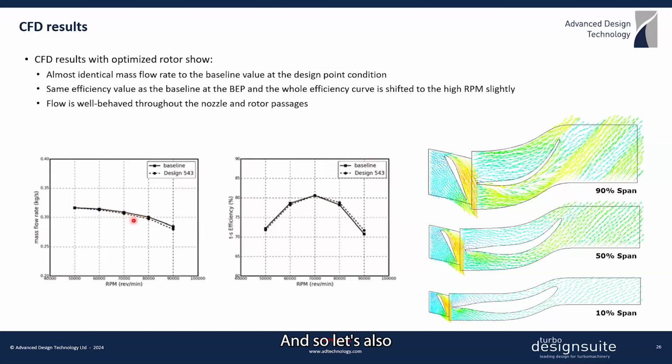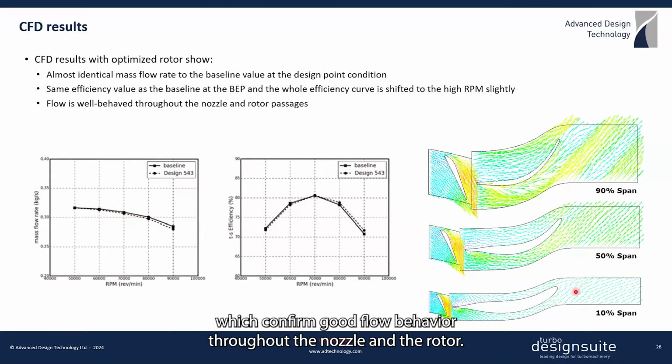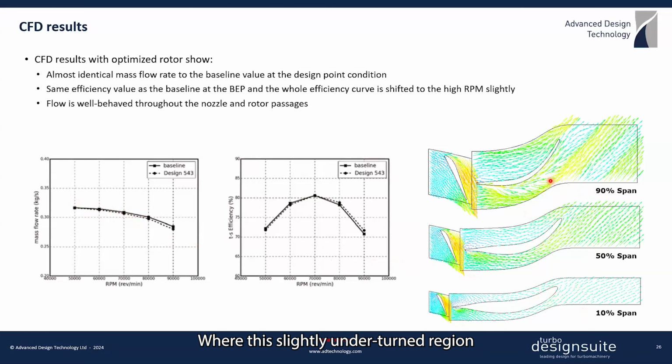And so let's also have a look at some other results from the design point CFD. And here we have these velocity vector plots in the blade-to-blade view, which confirm good flow behavior throughout the nozzle and the rotor, where this slightly underturned region here could be related to the tip leakage effects.